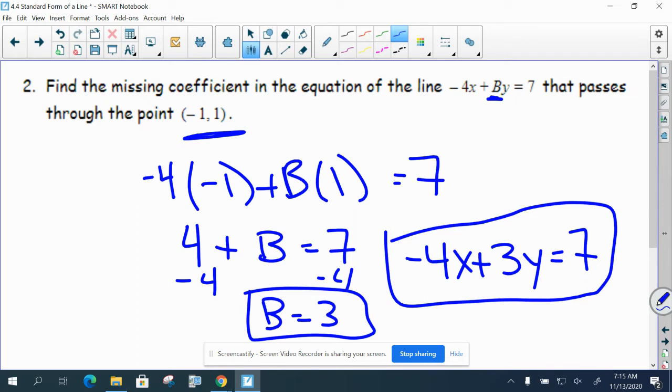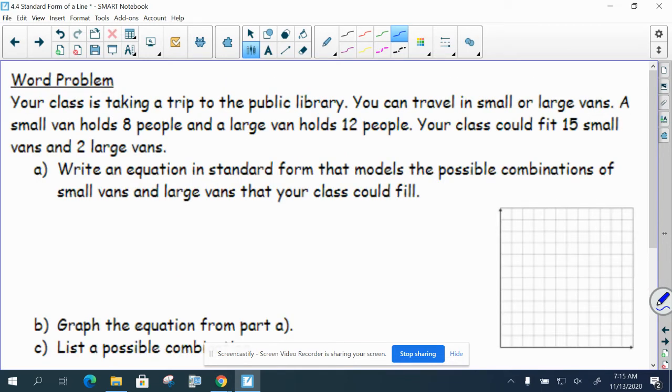All right, let's do a word problem now. So the word problem is going to be a word problem where your a or b is missing. So your class is taking a trip to the public library. You can travel in small or large vans. So those are your two variables. A small van holds 8 people and a large van holds 12 people.